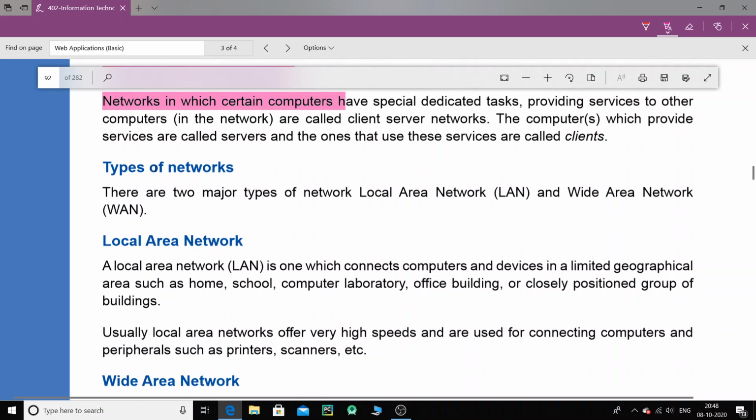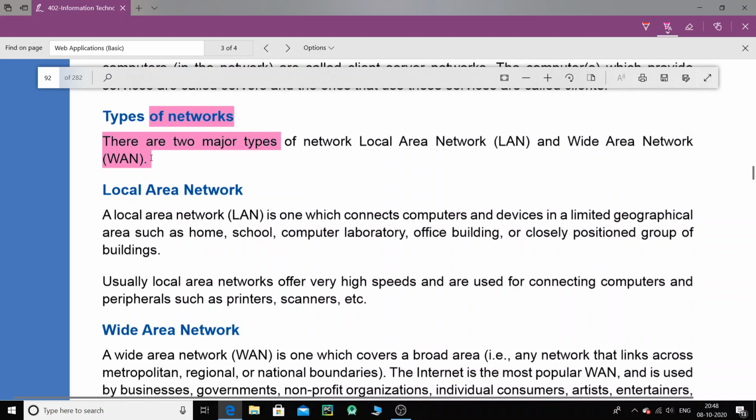So what are the types of network? We have a WAN. What is the full form? LAN and WAN, only two types they have. Okay, we have one more, that is MAN also, right? So LAN stands for local area network. WAN stands for wide area network.